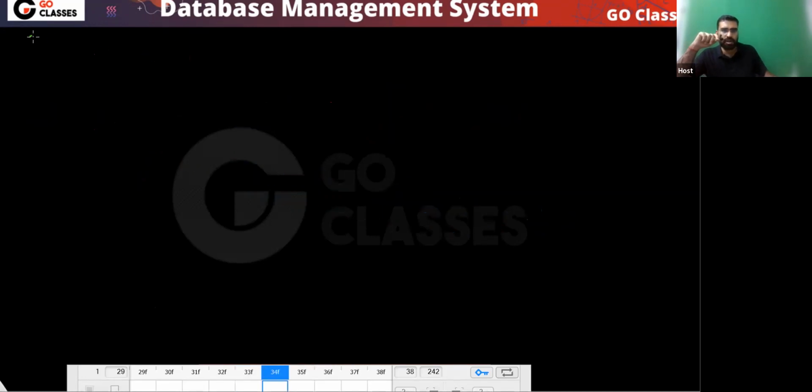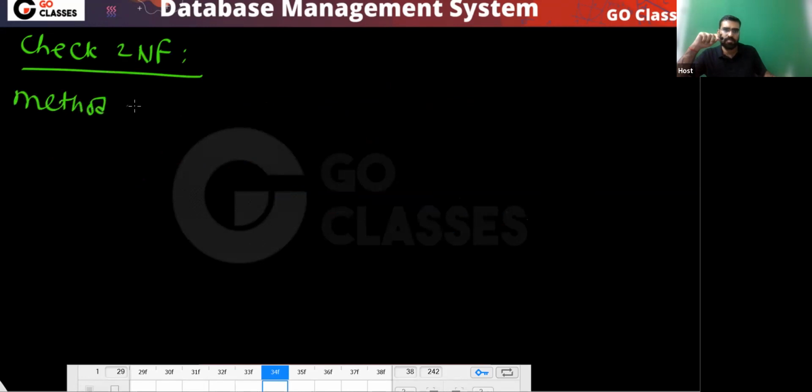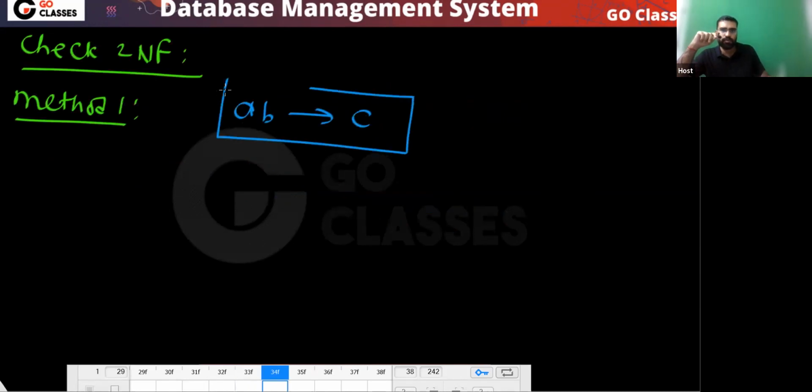Let's check for 2NF. What is method 1? Look at this FD, AB determining C. Is this full or partial? Consider this FD. Is this partial or full dependency?